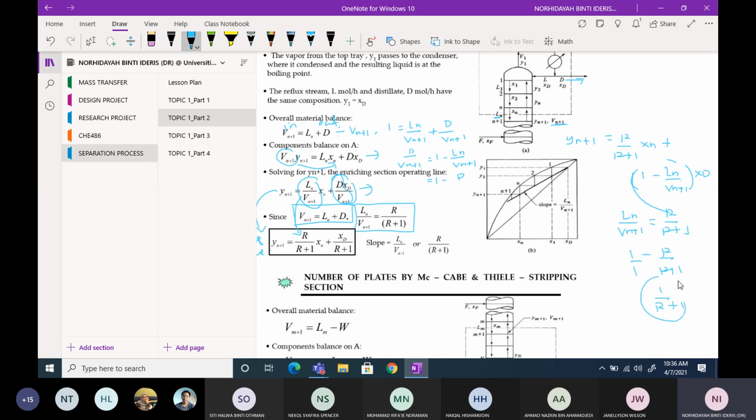So this whole thing you multiply by the Xd. That's why from this equation it changed into this: Xd over Vn plus 1 eventually changes into Xd over R plus 1. If you notice, this is actually a straight line, y is equal to mx plus c. This is what we call the enriching line. Yn plus 1 is equal to R. Wait a moment, class.